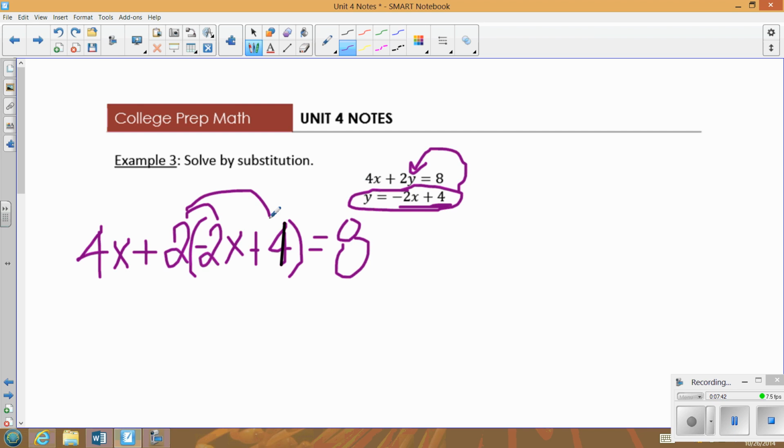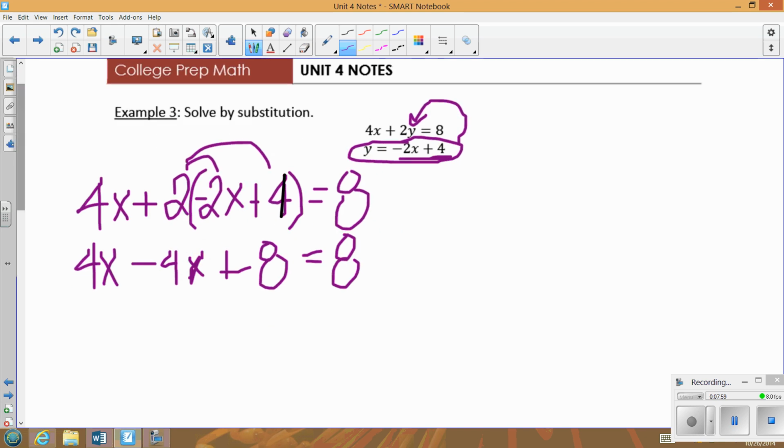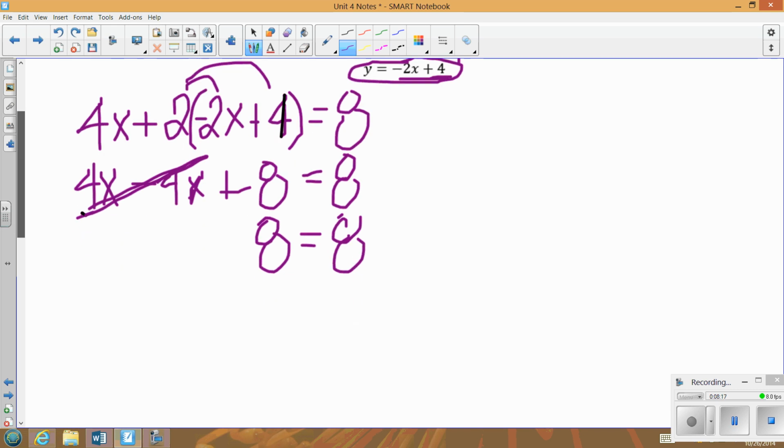So now we're going to just solve this equation for x. So I have negative 4x plus 8 equals 8. So then from here, I notice that when I combine my like terms, these cancel. So I have 8 equaling 8. So this is one of those unusual cases where your x values cancel and you're left with something that's always true. 8 always equals 8.